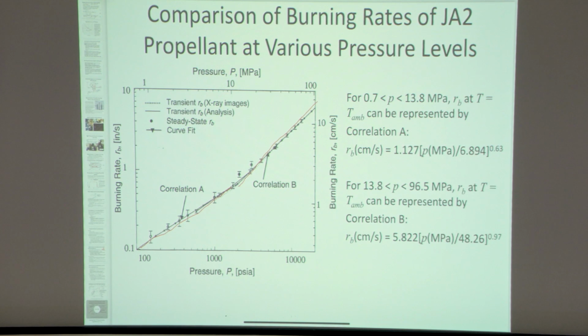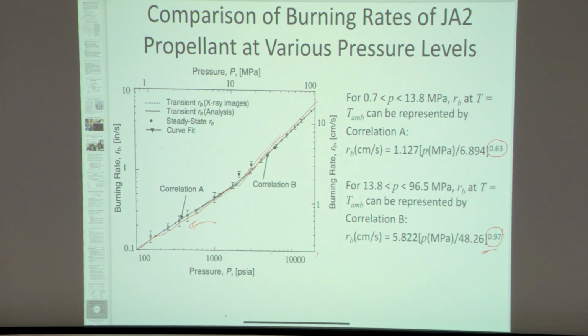Down here, these are correlations for the burning rate. At the lower pressure, you can see the burning rate has an exponent of 0.63. And in this region up here, the burning rate has an exponent of 0.97. It's getting close to 1. So it would be very dangerous for a rocket motor to operate in this range. I'll show you that in the appendix notes maybe tomorrow.